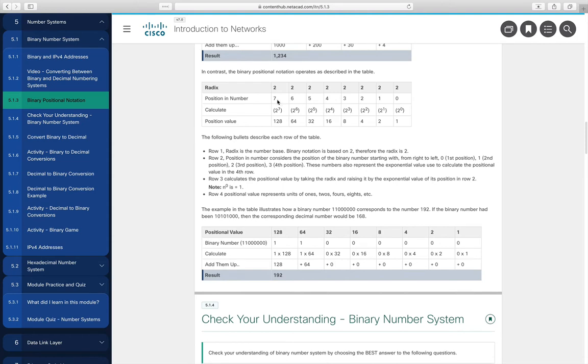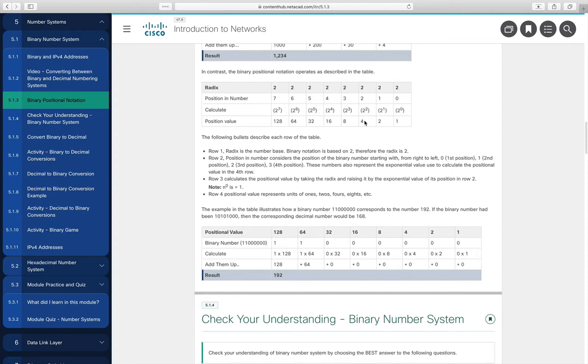If we're doing this in binary, we still have the position values 0 through, and often we only go to 7, because there are 8 bits in a byte. So if we start at 0 and go to 7, that's all 8 bits. The important thing to remember is we're raising the base we're working in, base 2, to those positional values. So 2 to the 0 is 1, 2 to the 1 is 2, 2 squared is 4.